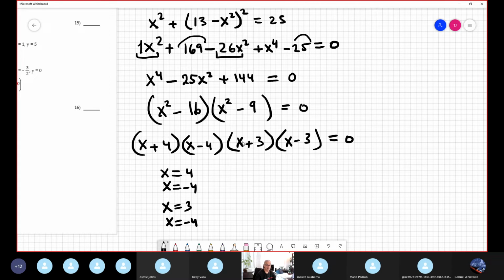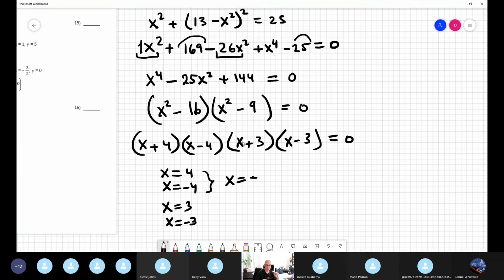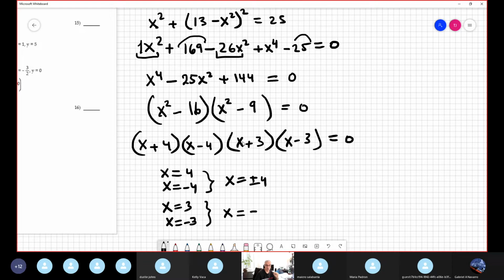Now we have negative 3, sorry. We have 4 points because we have 4 different x values. Okay, if you want, you can condense it like that: x is equal to plus or minus 4 is one possibility, and plus or minus 3. So now 4 solutions, 2 on the special sign plus or minus.